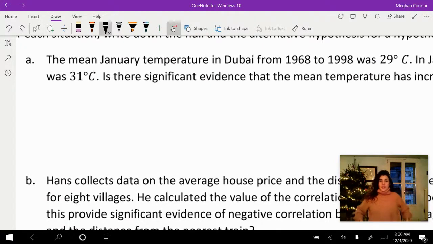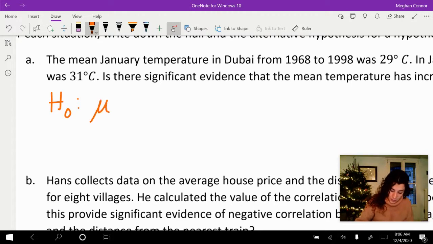So as we talked about before, your null hypothesis is that it's stayed the same. We can write H sub 0, and then you write a little colon. Then we use mathematical terms to say the average temperature has stayed the same. For average, we use mu, which stays or is equal to what it was before. And what it was before was 29 degrees.